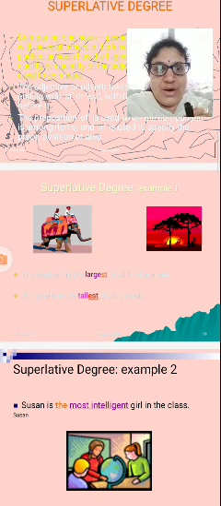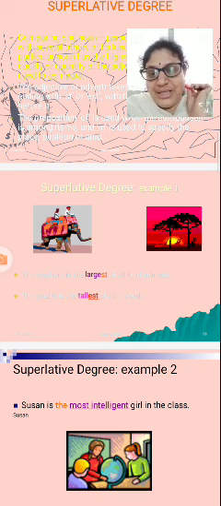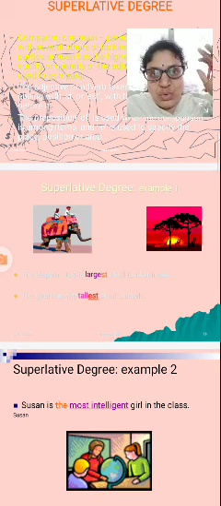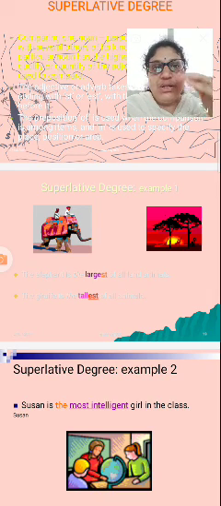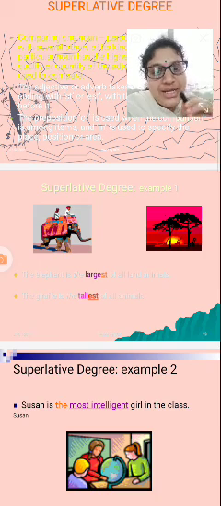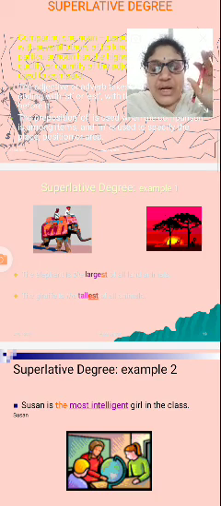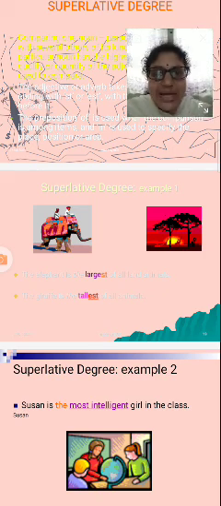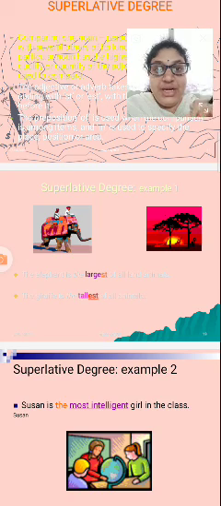So what is the superlative degree? I think you have understood it by seeing the picture and the example: the elephant is the largest of all the land animals. Superlative degree compares one particular noun as having the highest quality or quantity. Here we are showing the highest quality or quantity of the elephant. Among all the land animals, the elephant is the largest one.